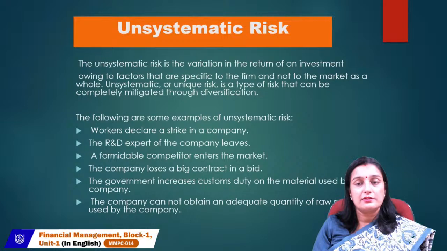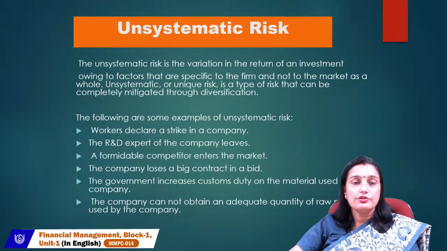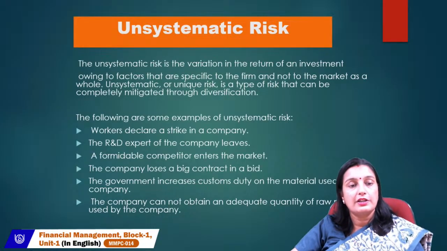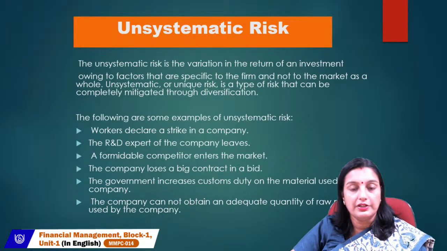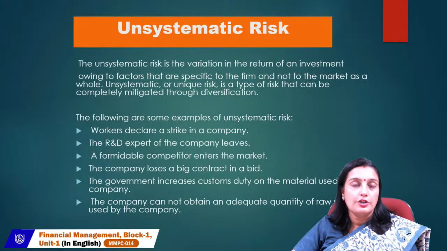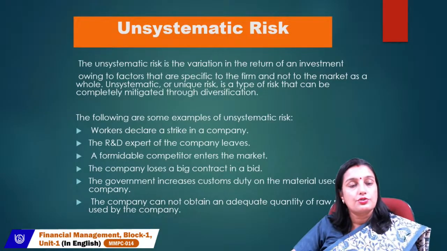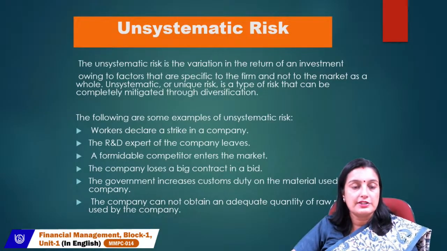So unsystematic risk can vary from company to company, organization to organization, and there are certain ways to handle it. One of them is diversification, which can reduce the unsystematic risk. Some examples of unsystematic risk: workers declare a strike in the company. Workers cannot declare a strike in all companies; it may happen with a particular company. So whatever the impact on that company, it cannot be equal to another company where the workers didn't go on strike. So this is another example of unsystematic risk.